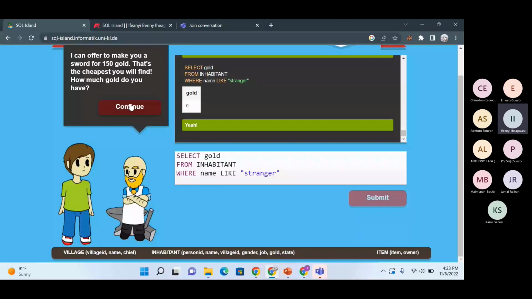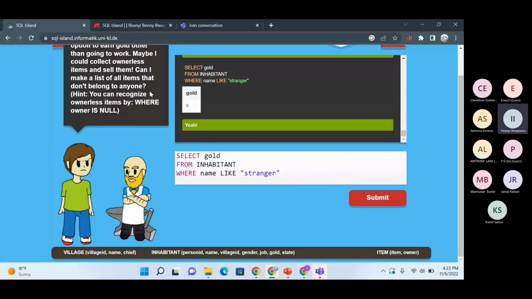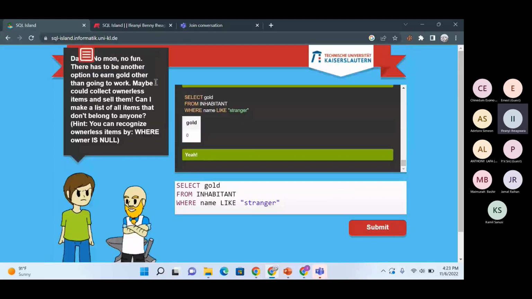Okay. So there's another option to earn gold. To earn gold, you need to go to work. And to go to work, you need to collect items that have no owners, and we can't sell them yet. So we need to make a list of items that do not belong to anybody. And the clue is that we can use where the owner is null.